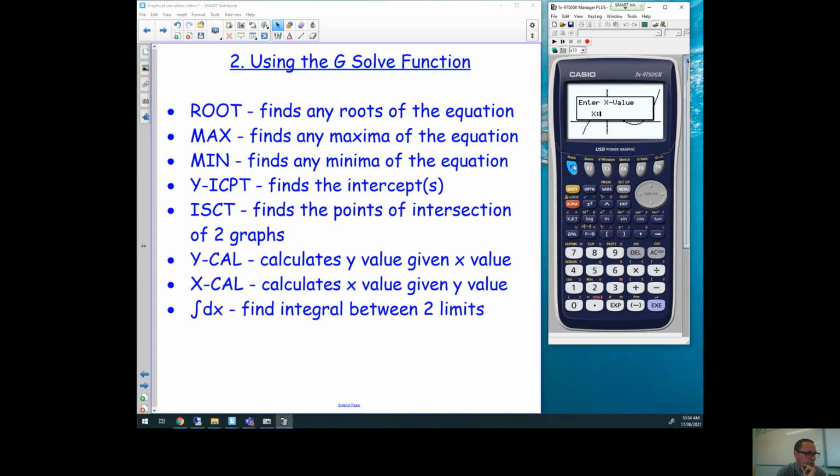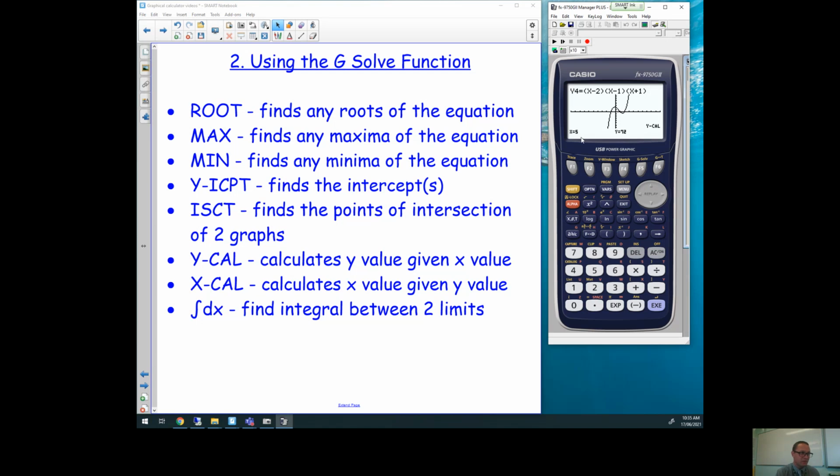G-Solve, Y calculate. Let's say x is 5. So it doesn't like it. It looks like it doesn't like it because it's off the scale on this one. So let's try and adjust the scale. Let's go V-Window, Standard, and see what that looks like. Okay, and we're going to go G-Solve, Y calculate. X is 5. We'll try that one. There we go. So x is 5, y is 72.